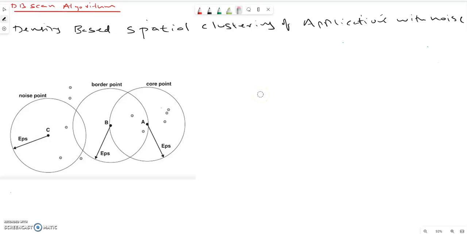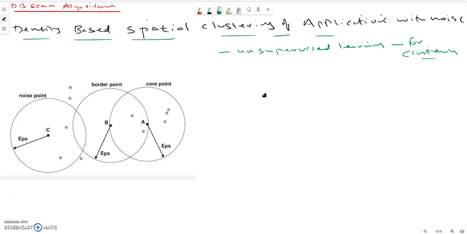In this video, I'm going to explain about DBScan algorithm. First of all, DBScan algorithm is an unsupervised learning algorithm for clustering. And the full form of DBScan is density-based spatial clustering of applications with noise.